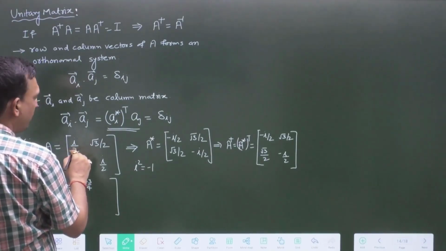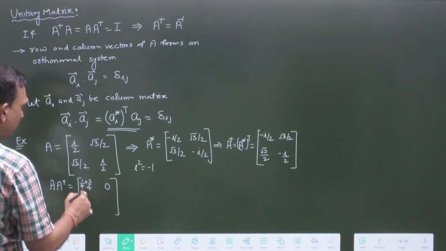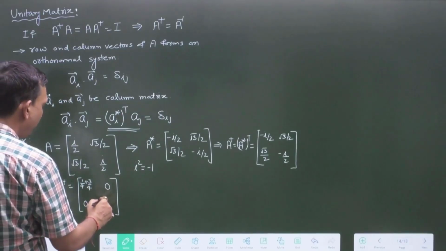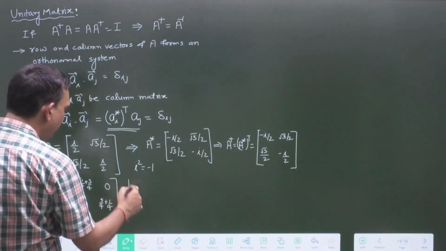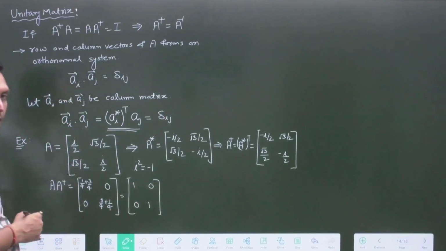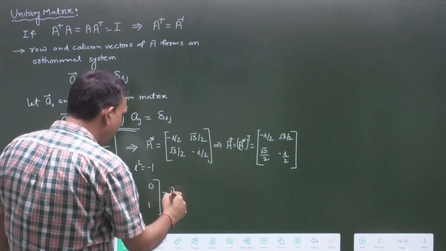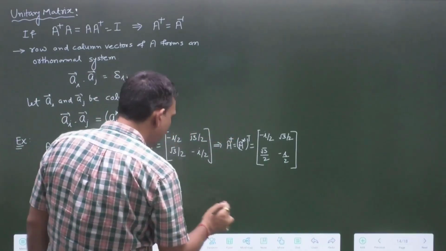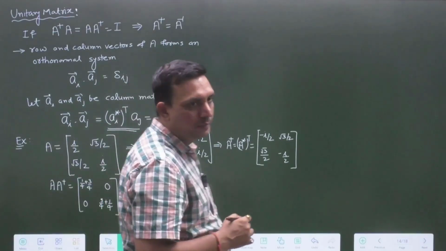Iota root 3 by 4 minus iota root 3 by 4, so this will be 0. Row by column, this will also be 0. Row by column, so this will be 3 by 4 plus 1 by 4. So that will be an identity matrix, and that should be equal to A dagger A. So this is a 2 cross 2 identity matrix.